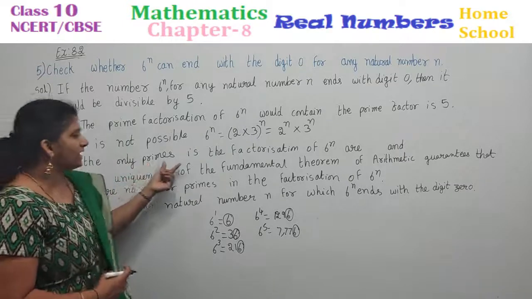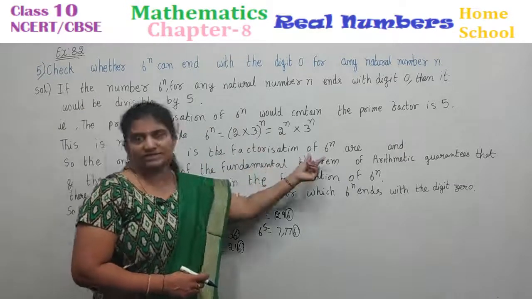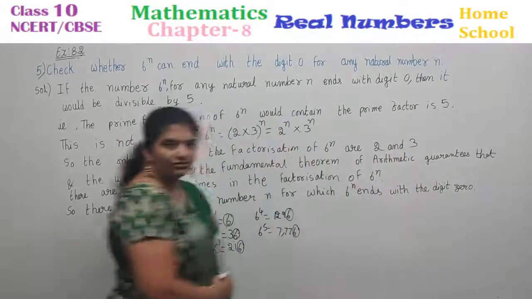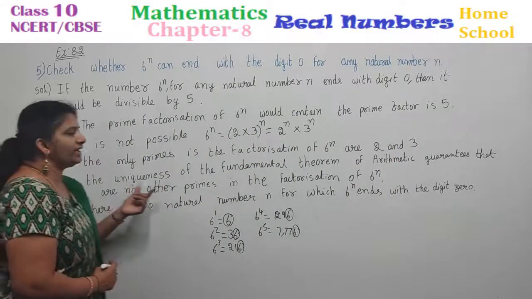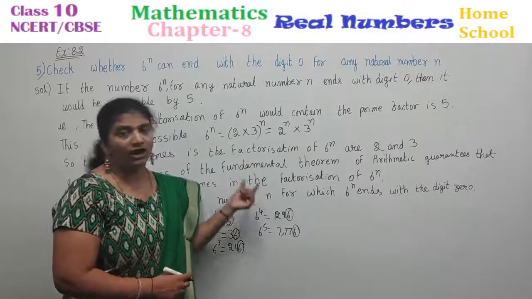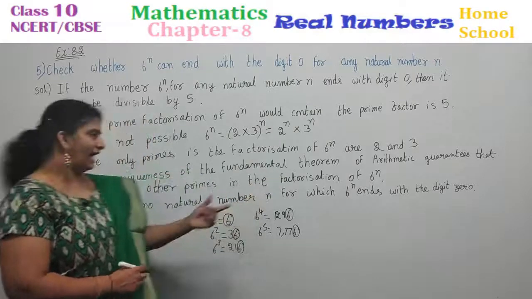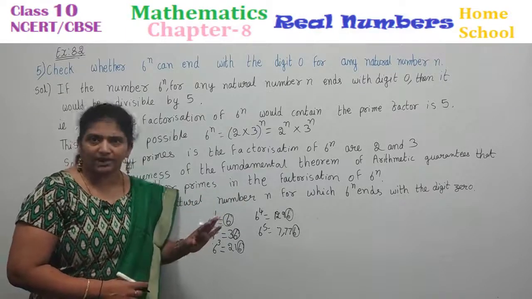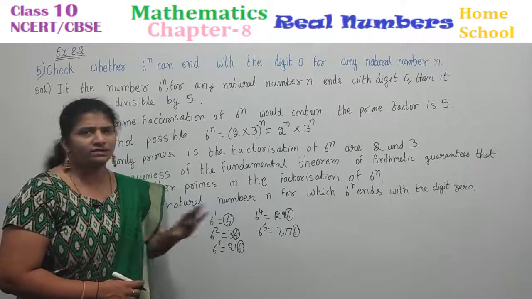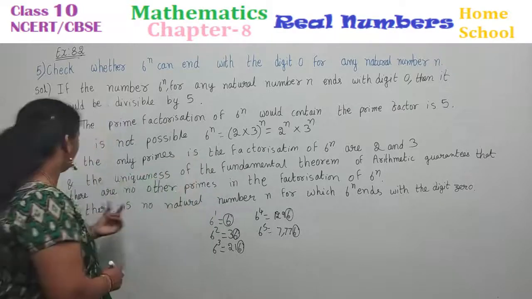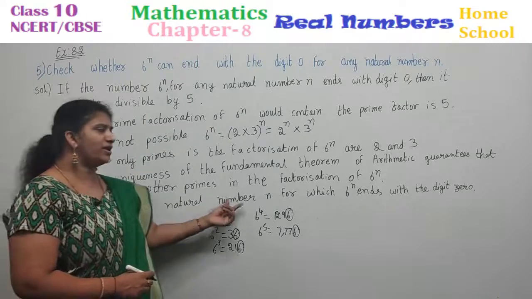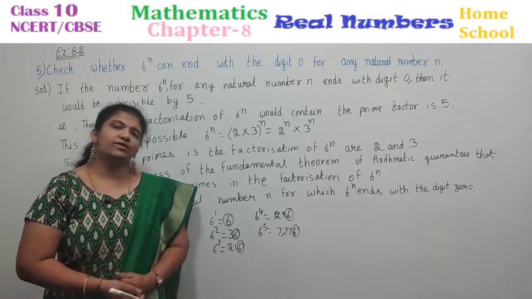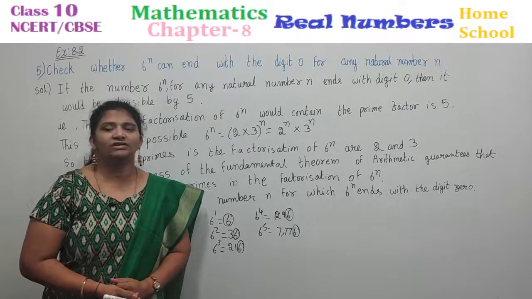So, what are the only primes in the factorization of 6 power n? 2 and 3. And the uniqueness in the fundamental theorem of arithmetic guarantees that there are no other primes in the factorization of 6 power n, other than 2 and 3. So, there is no natural number n for which 6 power n ends with the digit 0. So, will it end with 0? No, it never ends with 0.